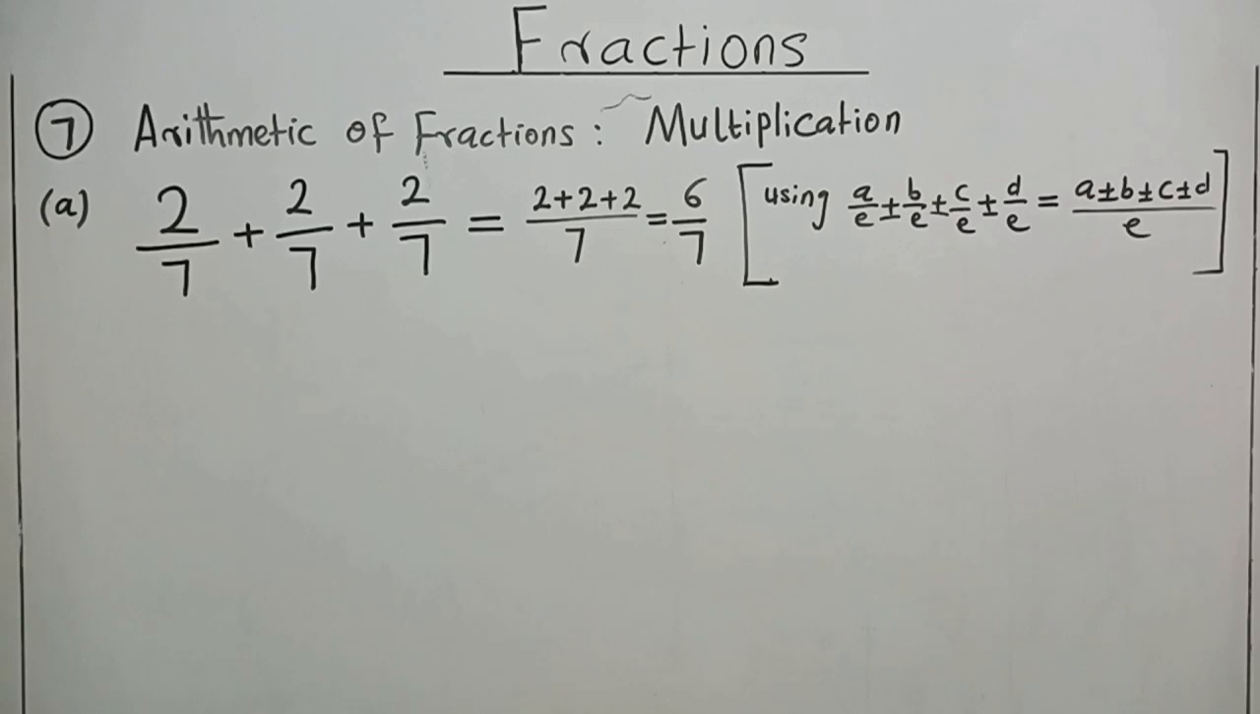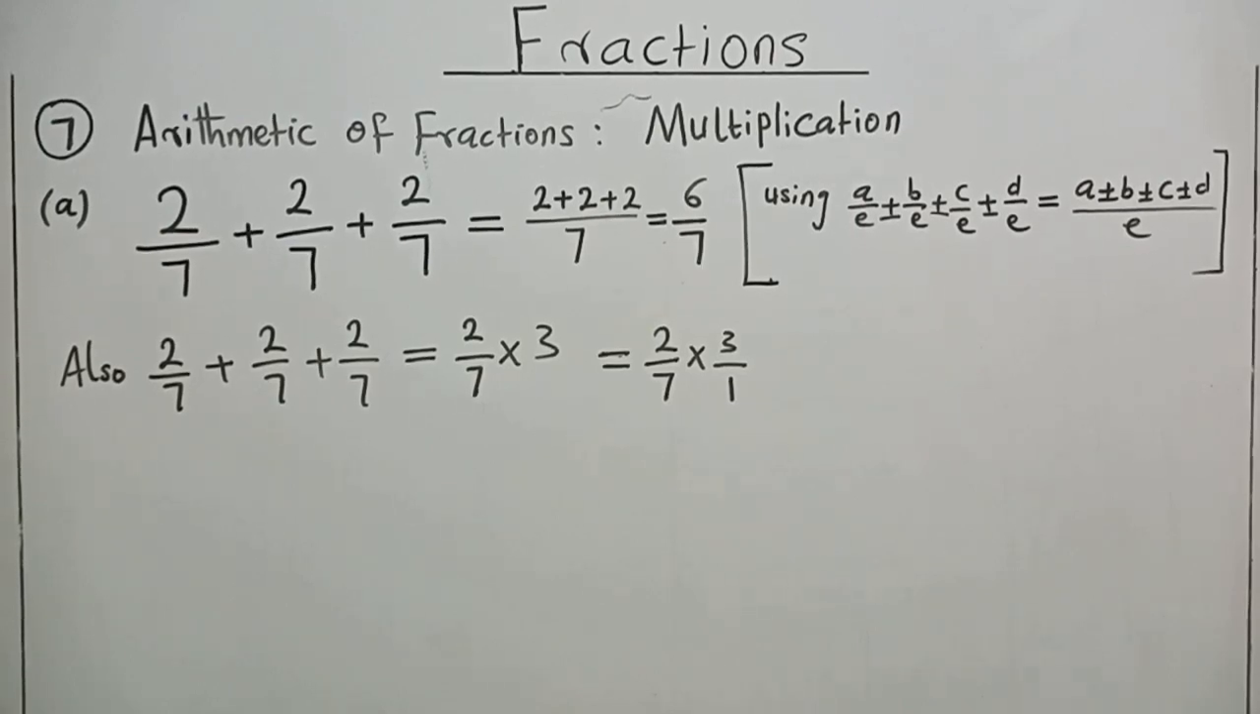Now, keep watching as I rewrite this number operation differently. And now, this number operation has been written in this form. 2 over 7 plus 2 over 7 plus 2 over 7 is the same thing as saying 2 over 7 times 3. That is, bring 2 over 7 into 3 times. I hope you know that this statement is just correct.